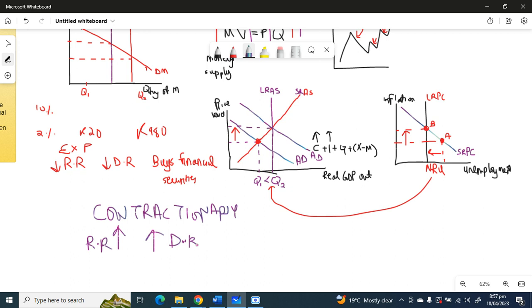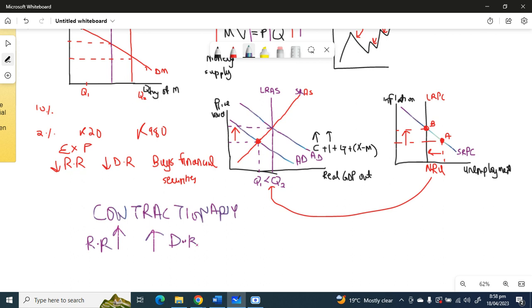All right. Or another way to look at it, commercial banks would rather leave their money in the central bank because it's also earning them interest. Remember, the commercial banks bank with the central bank and they also earn interest. So if the discount rate goes up, and that commercial bank wants to borrow money, it's going to charge a high interest rate.